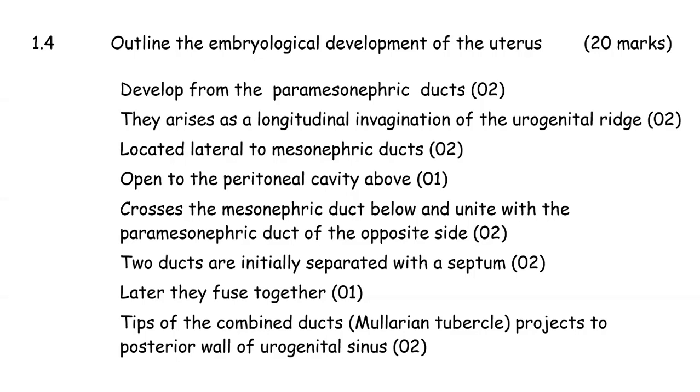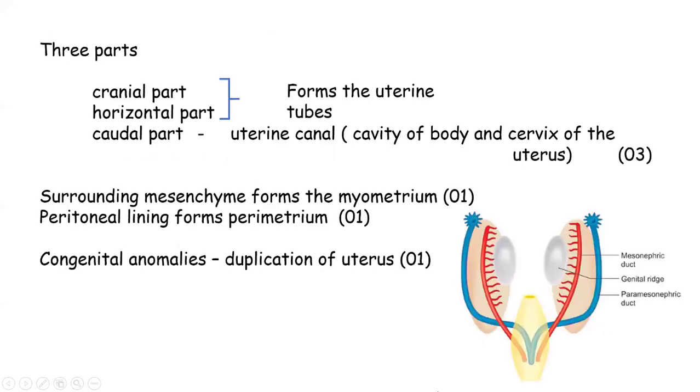And the two combined ducts will project into the posterior wall of the urogenital sinus. The tip of the two combined ducts, the point is called the Mullerian tubercle, right? And here I am talking about the two parts. First two parts that will form the uterine tubes and the third part that forms the uterine canal. We are now talking about the fate of each part.